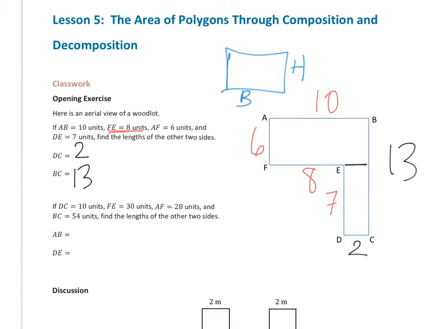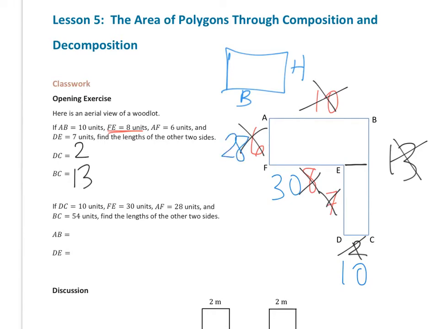Now hold on, it's going to throw us again, so let's try with some different numbers. So now DC is 10 units, FE is 30, AF is 28, and BC is 54. Alright, now find the lengths of the other two.